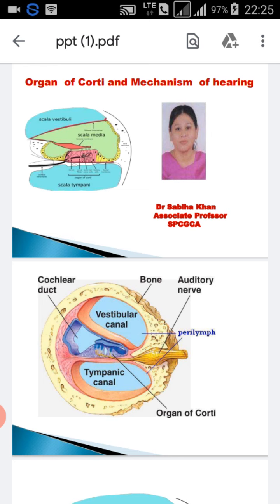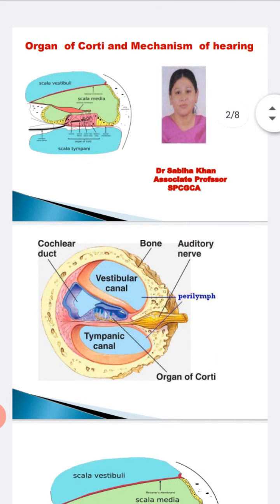As we know, the cochlea is a coiled portion of the membranous labyrinth of the internal ear, and it is composed of three canals. Here in the diagram you can see very well that the upper one is the scala vestibuli, the middle is the scala media or the cochlear duct, and the third one is the scala tympani. So it is made up of three canals. The middle one is also called the scala media or cochlear duct.